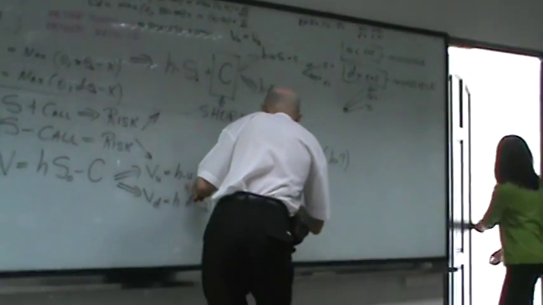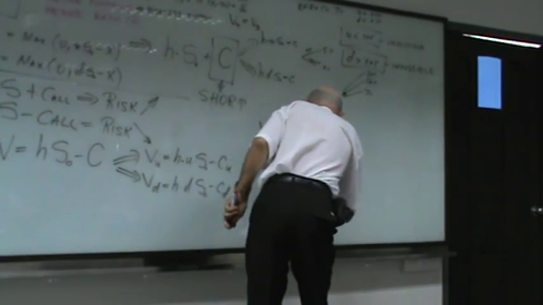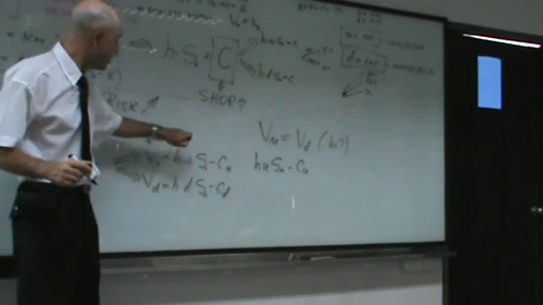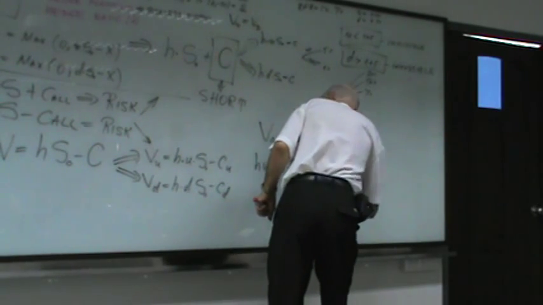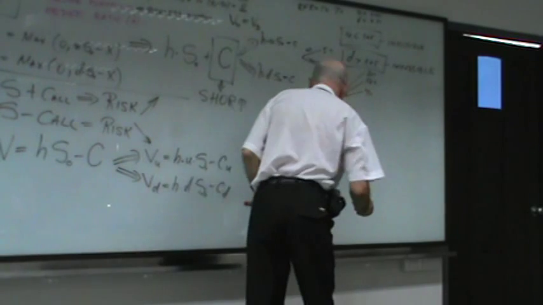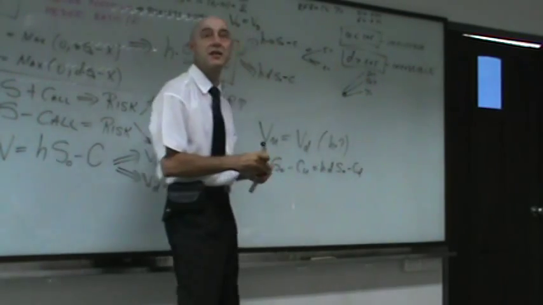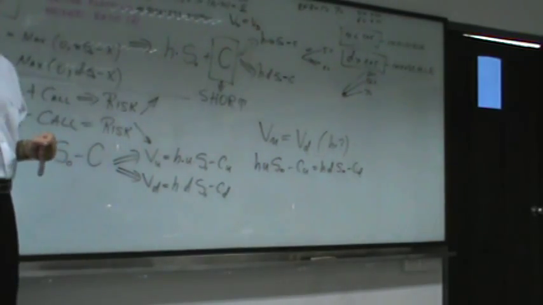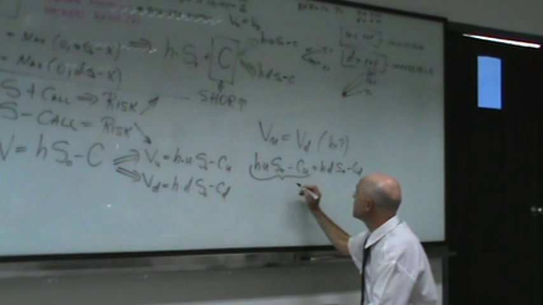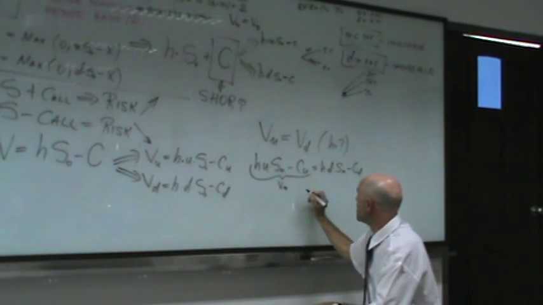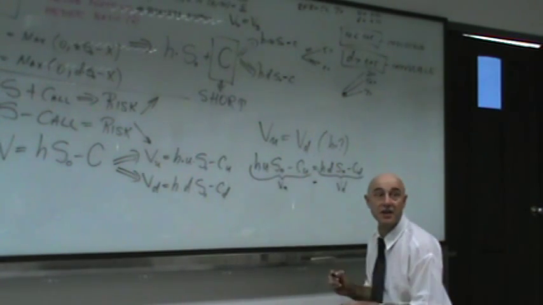H, U, S0 minus CU, this is VU, equals VD, equal H, D, S0 minus C, D. All right, this part here is VU equal to, this part here is VD.